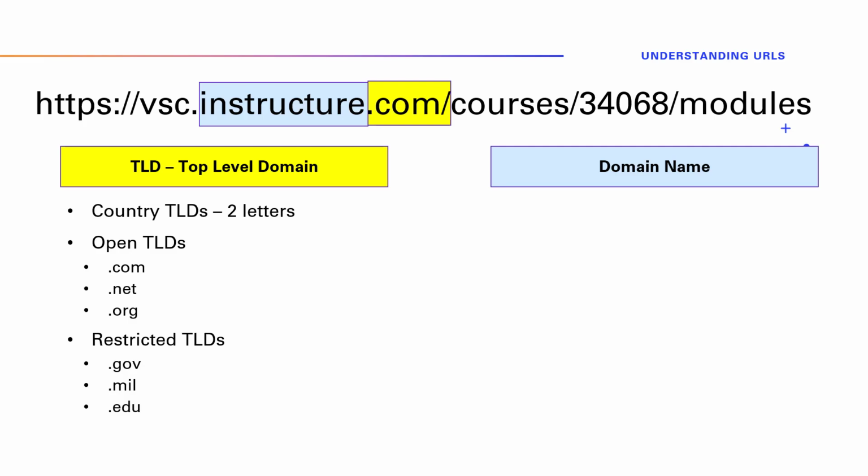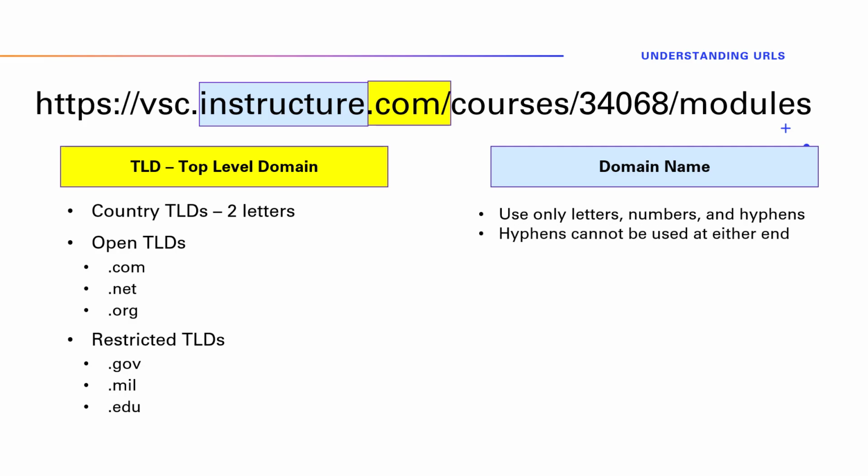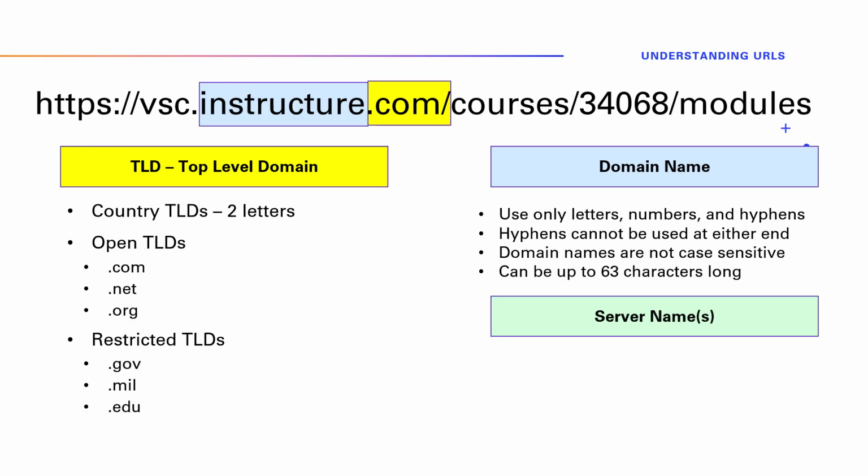There are rules about domain names, and phishers will take advantage of people who do not understand them. Domain names can use only letters, numbers, and hyphens. The hyphens cannot be at either end. Domain names are not case sensitive. They can be up to 63 characters long.